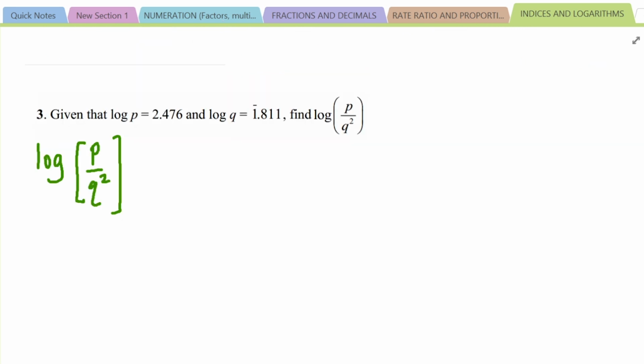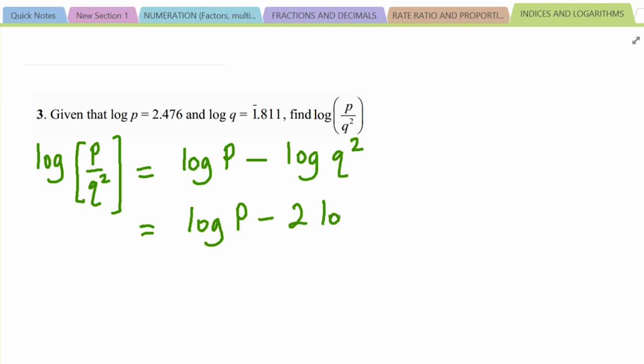Following the laws of logarithms, log of p over q squared is the same as saying log of p minus log of q squared. This is the same as saying log of p minus 2 log of q. This 2 has been shifted from up there and put there, following the principles of logarithms that I assume you already know. So this is going to become log of p, which according to the question is 2.476.